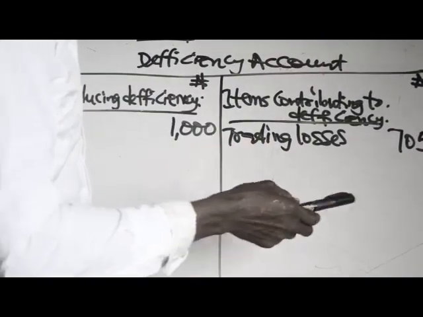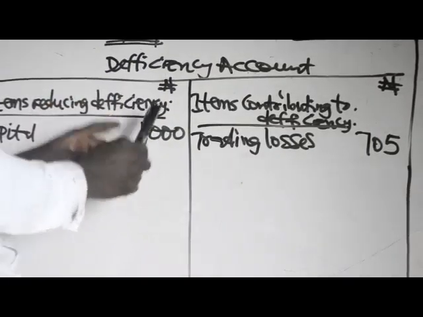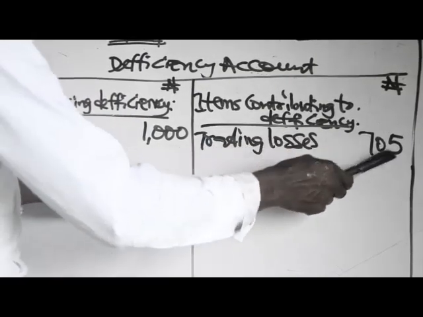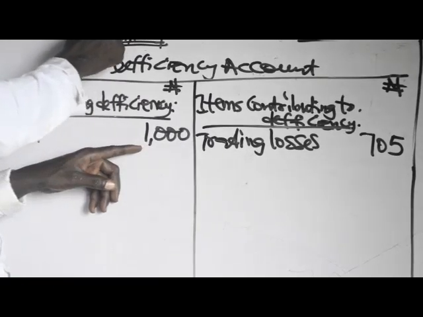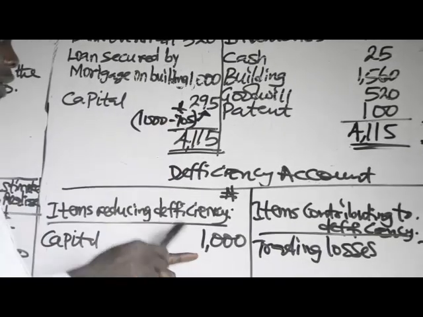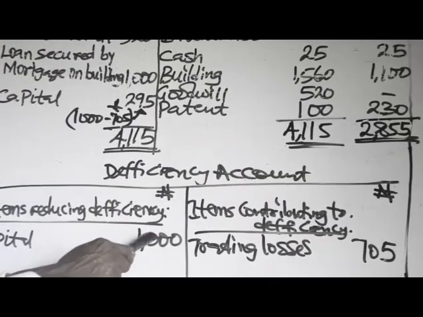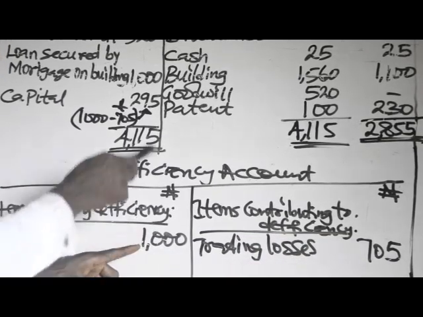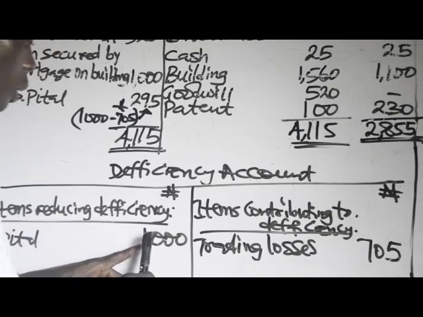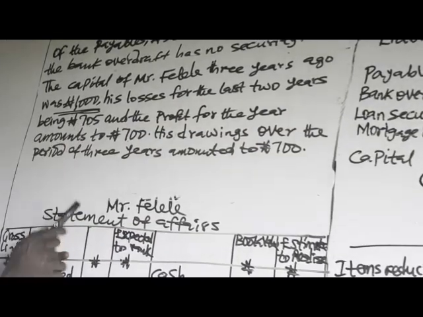705. I've told you that it is this loss that has led to the reduction in the capital. It is the loss that led to the erosion of capital from 1,000 to 295. If you look at the capital, we have 295. The 295 is the difference between 1,000 and 705. If you choose to record the 295 here, then you will not need to record this loss. But since I have recorded the 1,000, then I will need to record 705. 1,000 minus 705 gives you 295. His losses for the last 2 years being 705 has been considered.